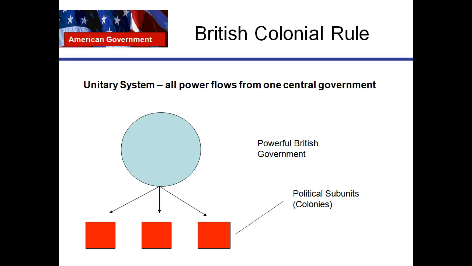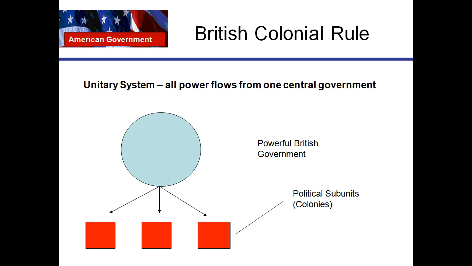Now, let's look at British colonial rule. So the British had what's called a unitary system, where all power flows from one central government. So you had a very powerful British government, and then you had these much less powerful political subunits, or colonies. So in this system, the national government is very, very strong.